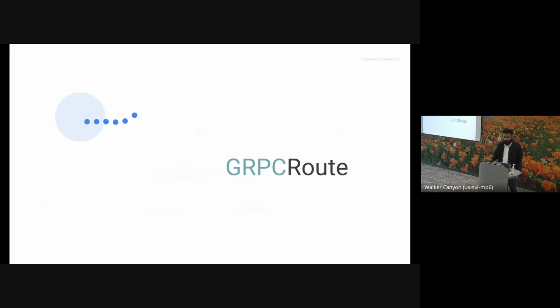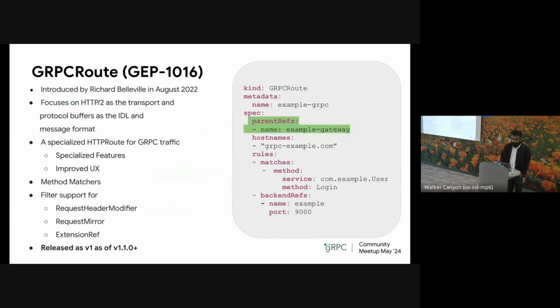Okay. With this background, now it brings us to the main topic of this presentation, which is the gRPC route. The gRPC route API was introduced by Richard Belville from the gRPC team in August 2022. The API proposal, also called the GEP, highlighted the need for a dedicated API for routing gRPC traffic to a backend. The focus here is gRPC routing over HTTP2 as transport and protocol buffers as message format.